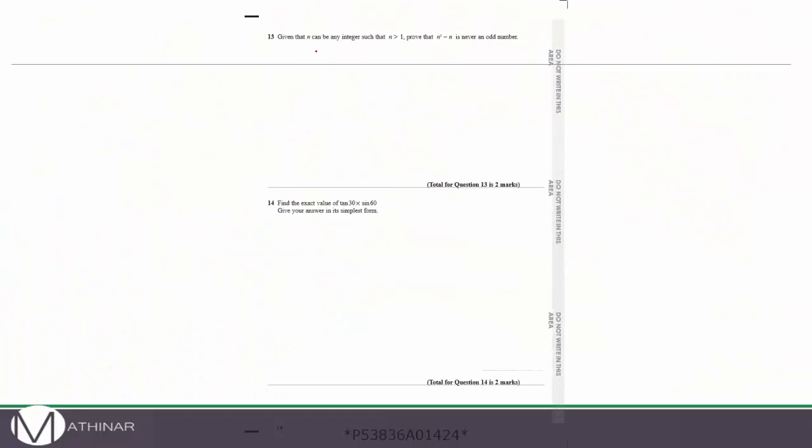Given that n can be any integer such that n is greater than 1, prove that n squared minus n is never an odd number. So there's a couple of ways you can prove this. Now for GCSE, for 2 marks, you don't have to use algebra. We can come up with two different scenarios. For example, if n is odd would be our first scenario, and in our second scenario n is even.